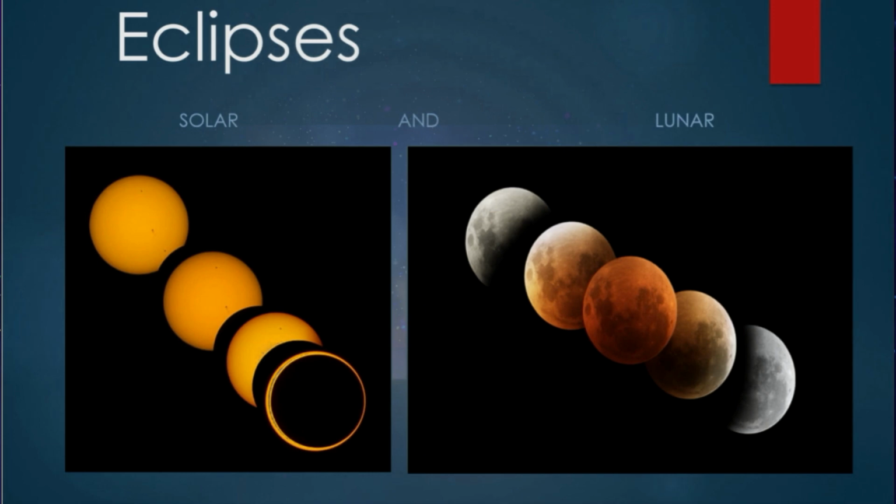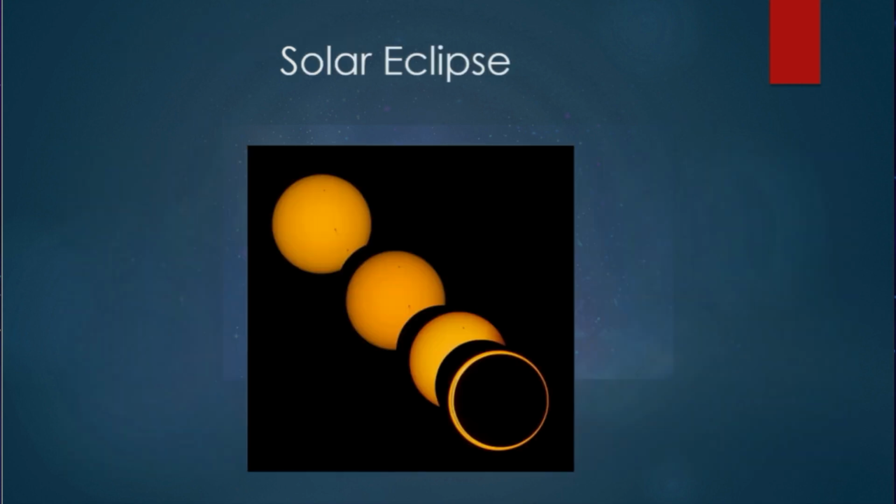We're going to continue our lessons today talking about solar and lunar eclipses. You can see the pictures on the screen here, and they indicate the sequences that each one goes through as it continues through its pattern. The first one we're going to look at is a solar eclipse.